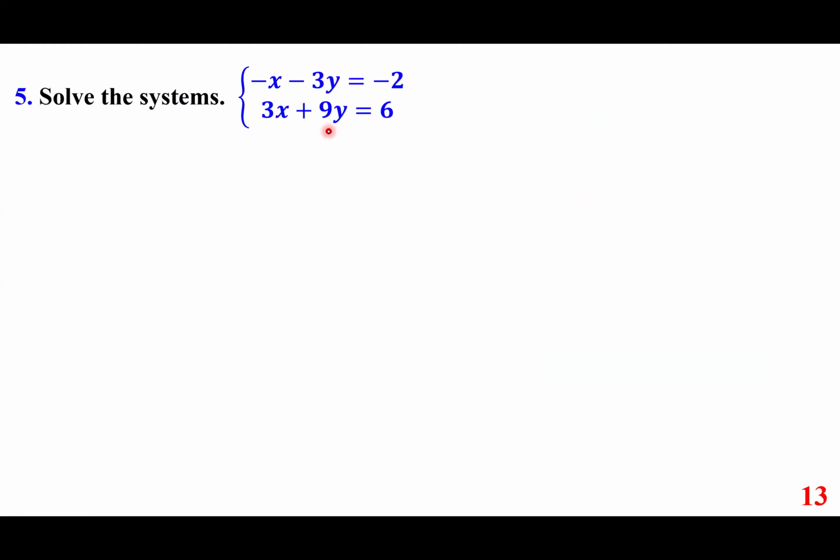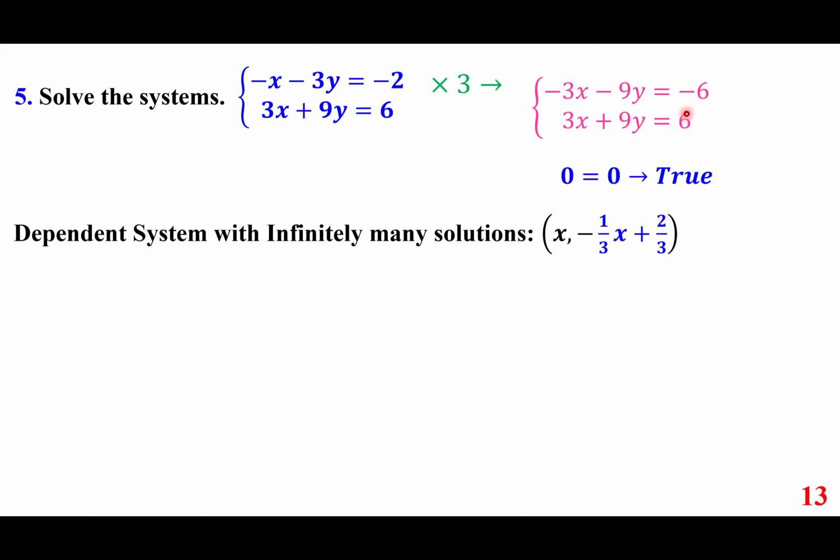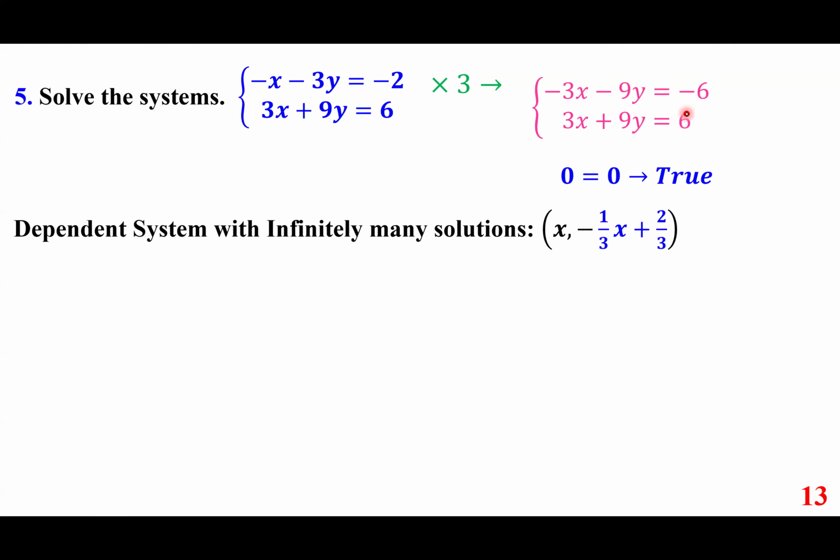Let's look at this system. Let's solve it by hand. This is 3, so why don't we multiply the first one by 3 and see what happens. This is minus 3x, minus 9y, minus 6. These two cancel each other. These two cancel each other. These two cancel each other. 0 equals 0 is a true statement. Therefore, it's a dependent system with infinitely many solutions.